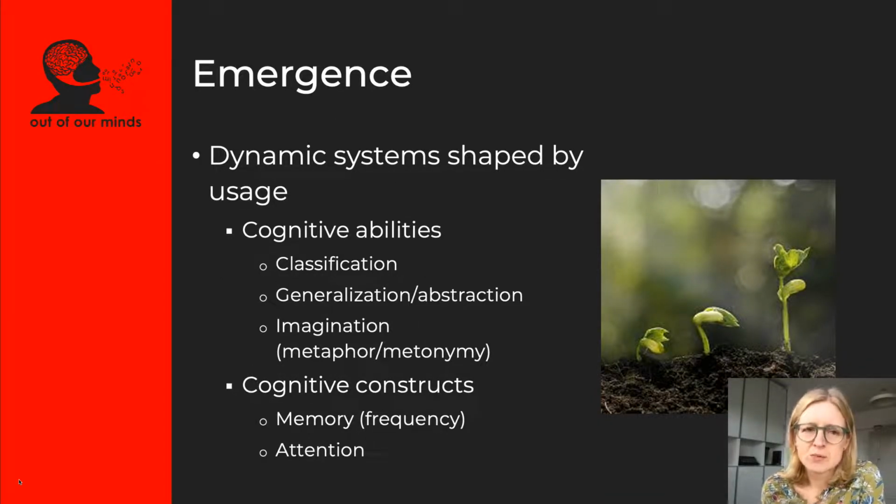Usage-based linguistics is built on the assumption that languages are dynamic systems that emerge from and are shaped by usage in a process that's mediated by general cognitive abilities and functional considerations. The general cognitive abilities that have received most attention to date are classification, abstraction, or imagination. Cognitive constructs have received attention too, although not always as much as would have been expected. Examples here are memory and attention.